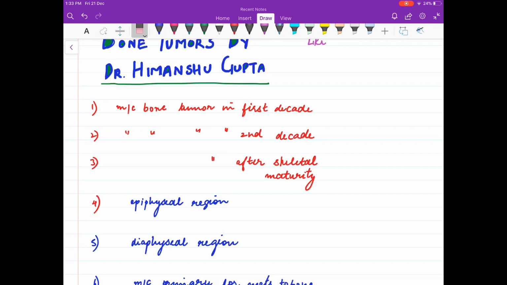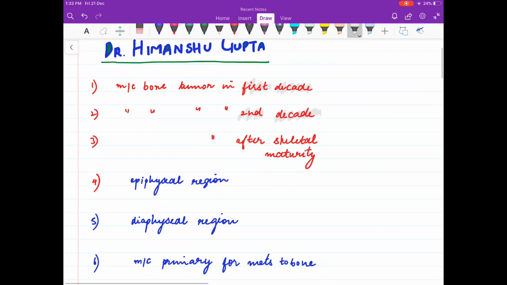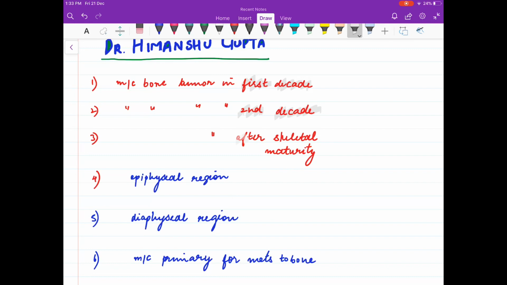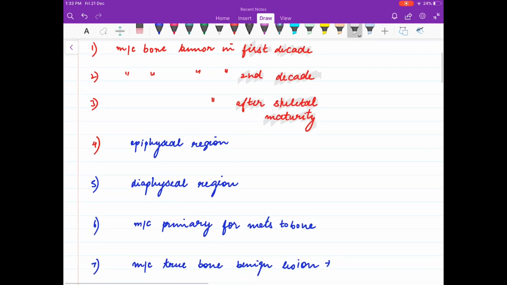So first I will be discussing with you the questions of the various tumors, and in the end we will discuss the answers. The most common bone tumor in the first decade is? The most common bone tumor in the second decade is? The most common bone tumor after skeletal maturity is? Tumors of the epiphyseal region are? Tumors of the diaphyseal region are?